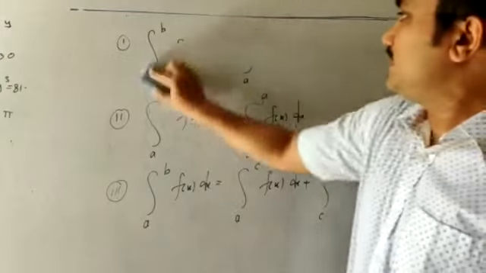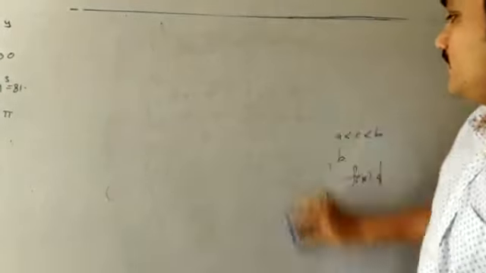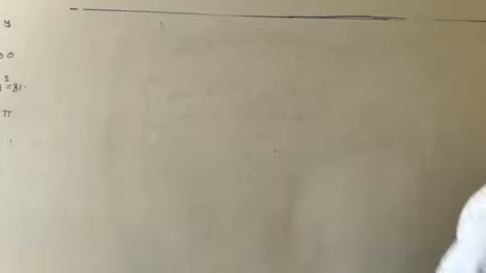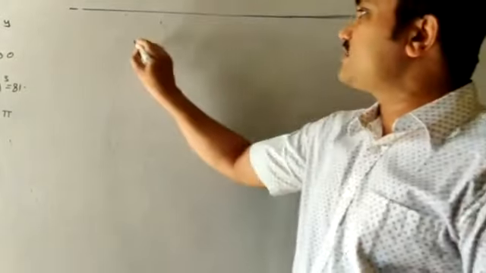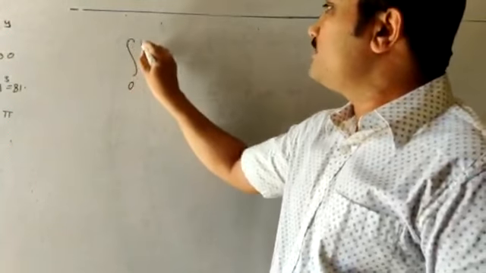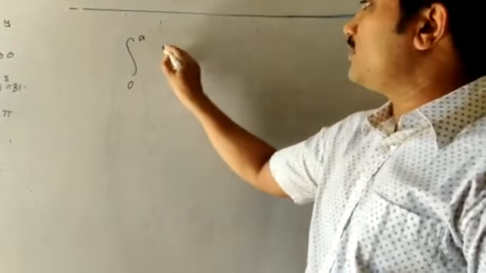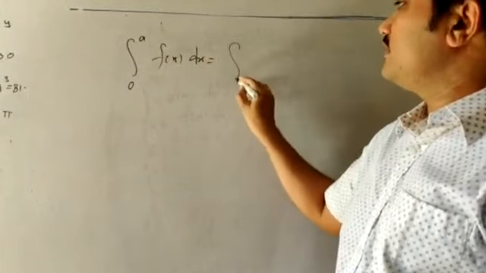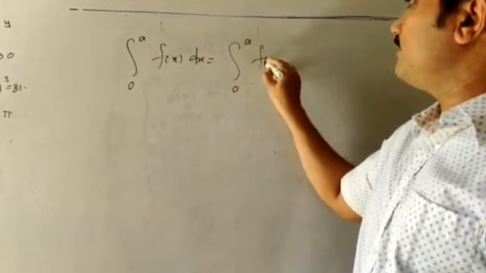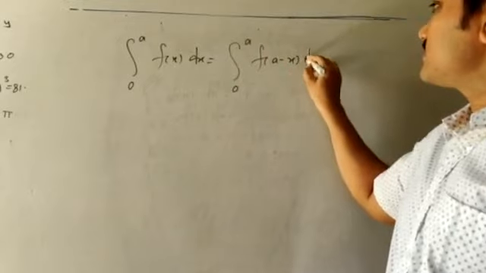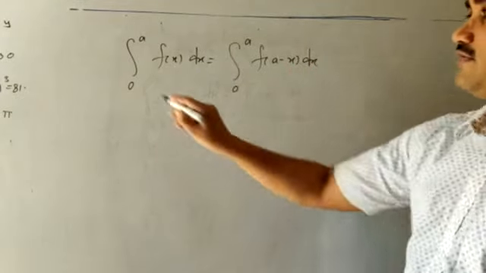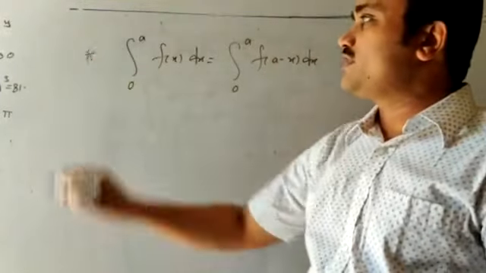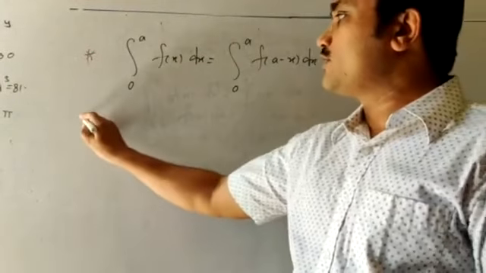Then the next property, which is the most important one and used in the maximum number of questions, is integration from 0 to a of f of x dx, which equals integration from 0 to a of f of a minus x dx. This is the most important one, as I mentioned before, also used in maximum questions. I'll explain how to use this.